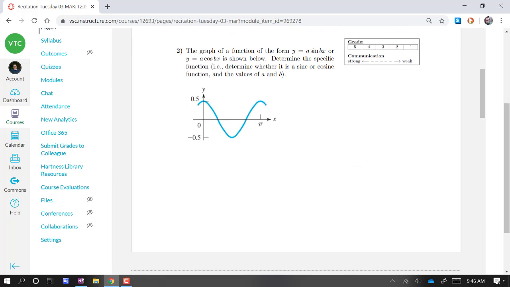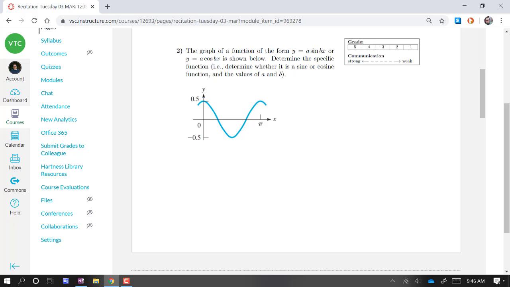So this says we have a function, and they say it's either a sine bx or a cosine bx. So they're telling us, when they say that, there's no phase shift here. And then we just want to know the specific function. So is it the sine or the cosine? Actually, given that there's no phase shift, that's probably the easiest one to figure out first. Is this a sine or cosine? Cosine. And how do we know?